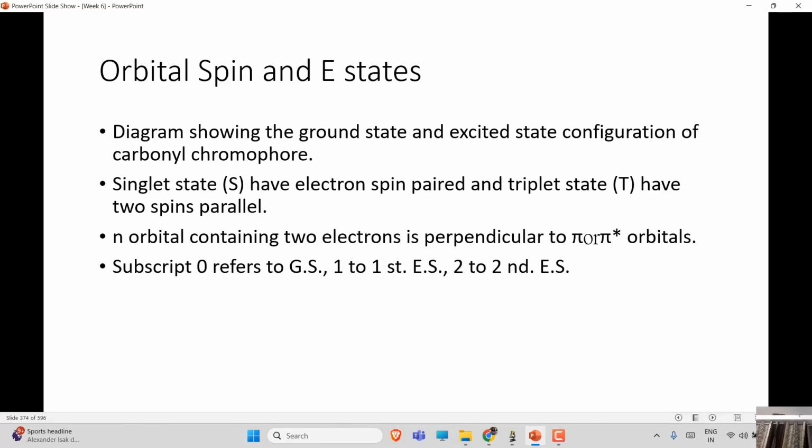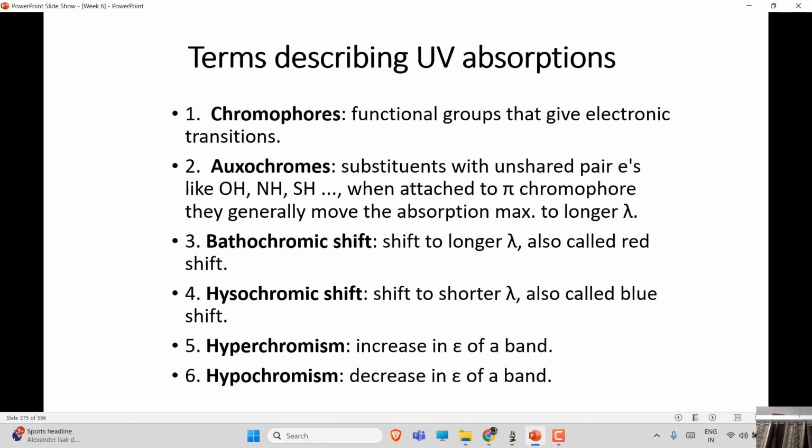Now if you talk about the orbital spin and states, there is a diagram showing the ground state and excited state configuration of the carbonyl chromophore. Singlet states have electron spin paired and triplet states have two spins parallel. So the n orbital containing two electrons is perpendicular to the pi star orbitals. You can see.